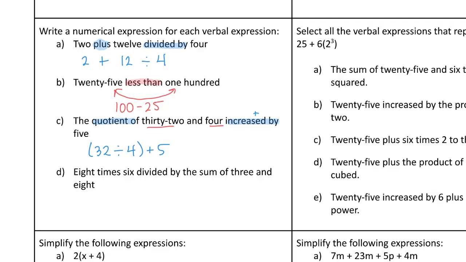All right, taking a look at this last one here, I have 8 times 6 divided by the sum of 3 and 8. So I'm going to do 8 times 6 divided by, and when we have the sum of, that means we're going to put these in parentheses. We're going to group together 3 and 8, and sum means addition.